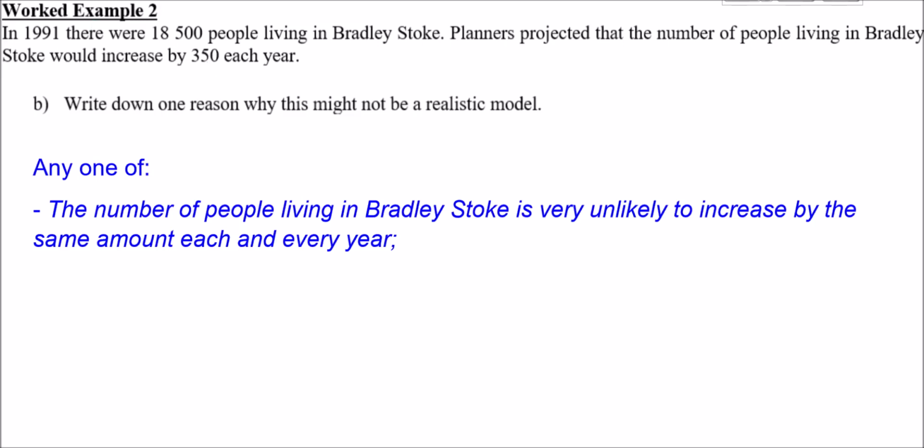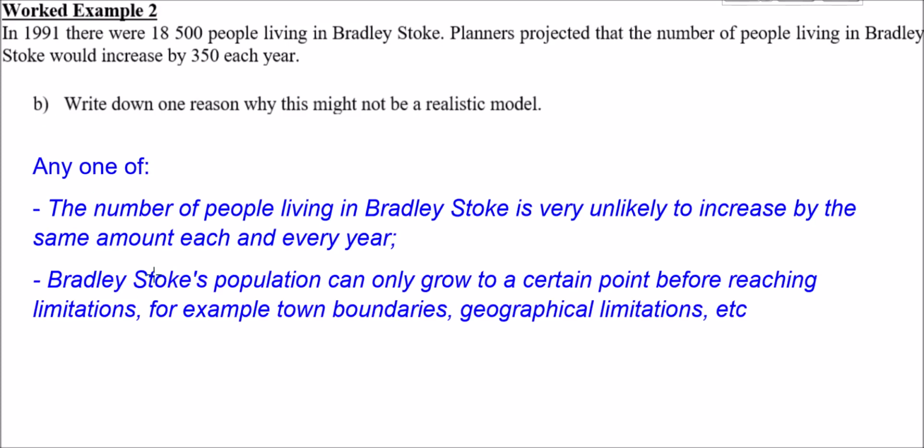Something else you could say is Bradley-Stoke's population can only grow to a certain point before reaching limitations. For example, town boundaries. If it kept growing and growing and growing, eventually the town would start splitting into other towns, and it would no longer be Bradley-Stoke. So you can't use this model forever. It also might be geographical limitations. For example, you might have not enough houses, or they might be bounded by a river or something. Who knows? There's no point thinking too hard and heavy about a 1 mark question, but a town can only be so big.